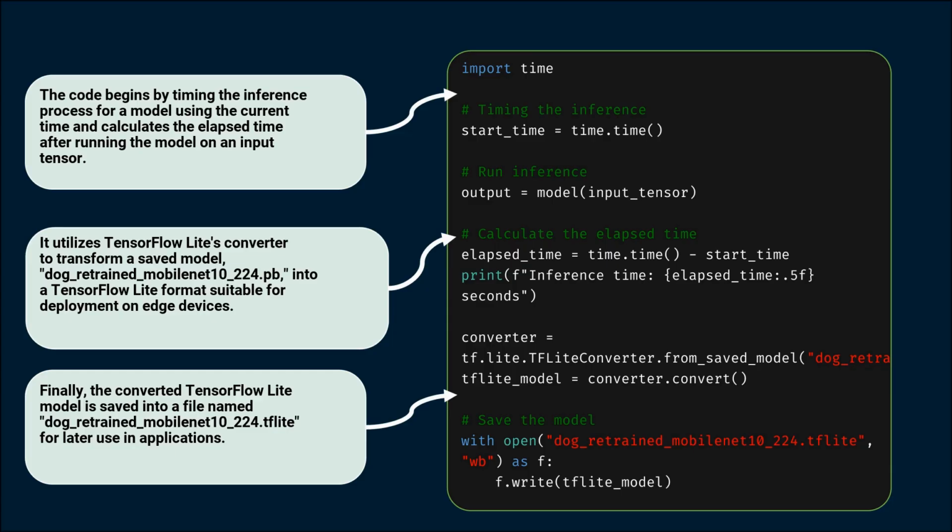Finally, we print the inference time, formatted to 5 decimal places, which gives us a precise measurement of how long the prediction took. This metric is crucial as it helps us assess the performance of the model and determine areas for improvement, especially for applications where responsiveness is key, such as mobile devices. By analyzing this timing information, developers can make informed decisions to optimize their applications based on the model's performance.